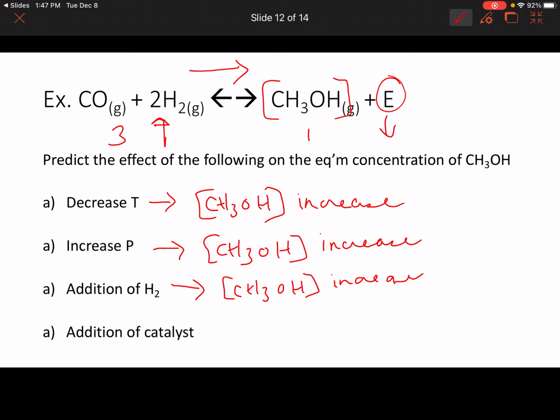And then lastly here, the addition of a catalyst, and that's the trick, right? So there will be no change. No change here because the catalyst will not impact the equilibrium, okay? So we will not have a change in concentration of the CH3OH.